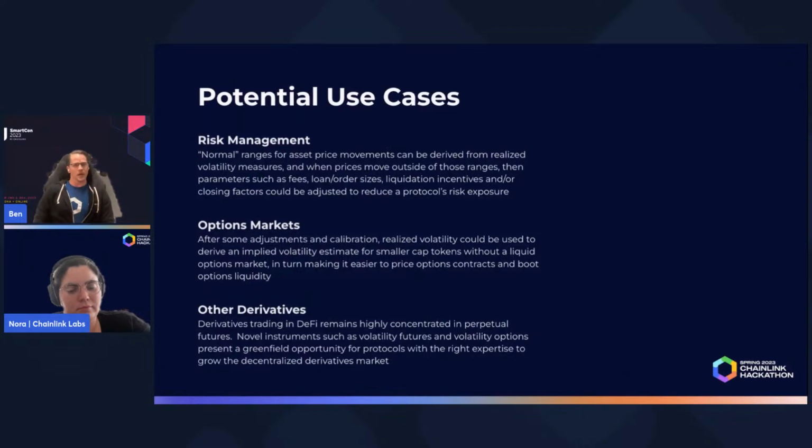And of course, last but not least, you could use realized volatility as a reference rate directly in a derivatives contract. So speculating on the volatility of Bitcoin or Ethereum surrounding market events, for example.